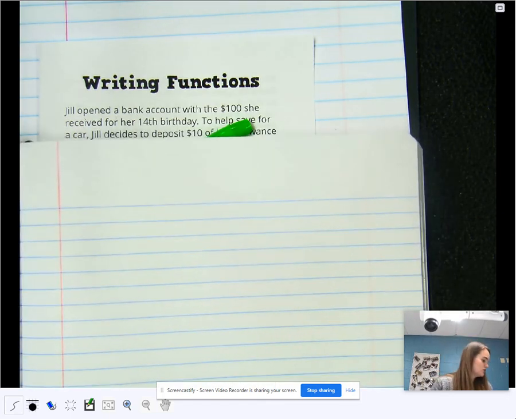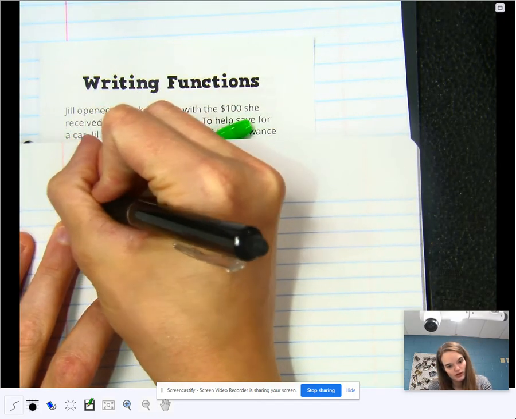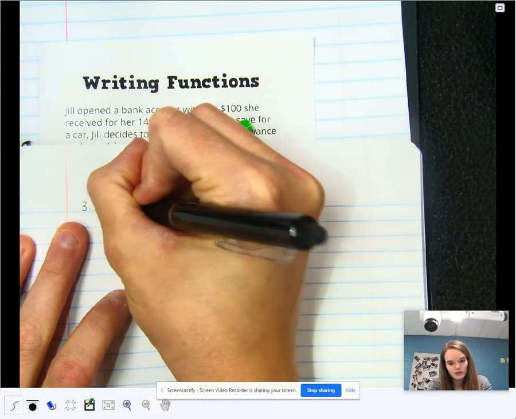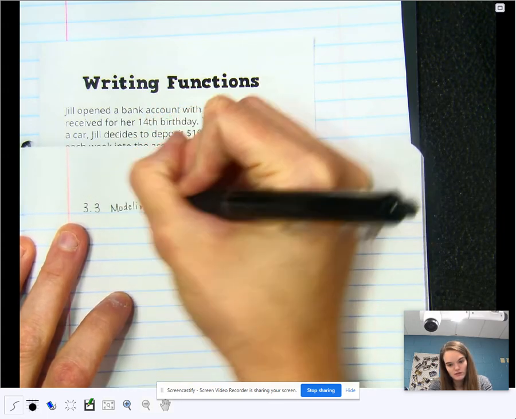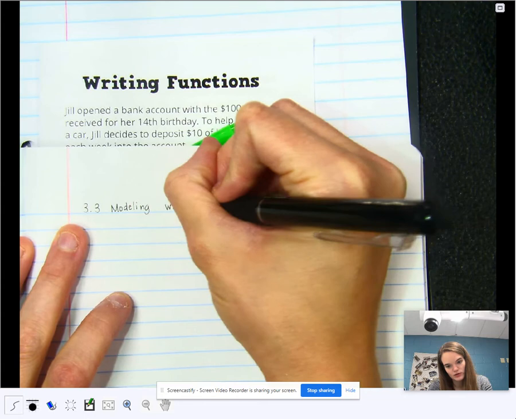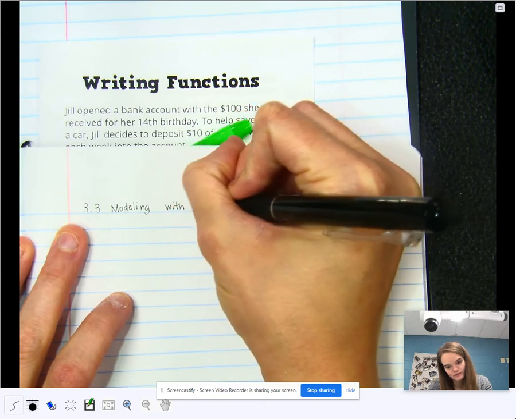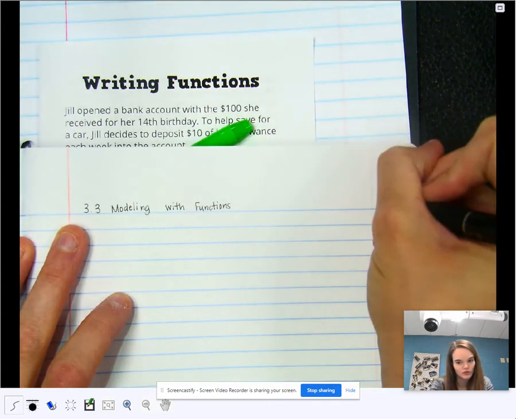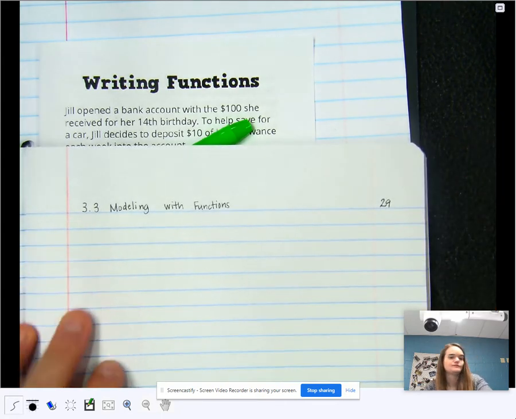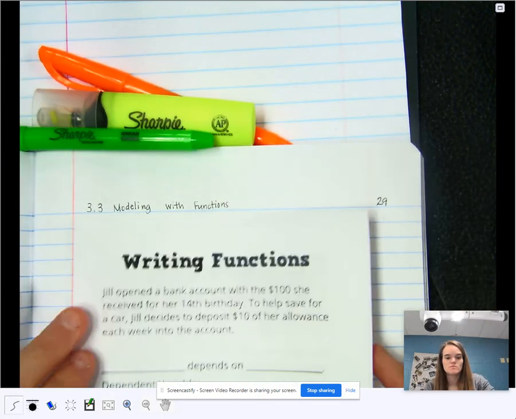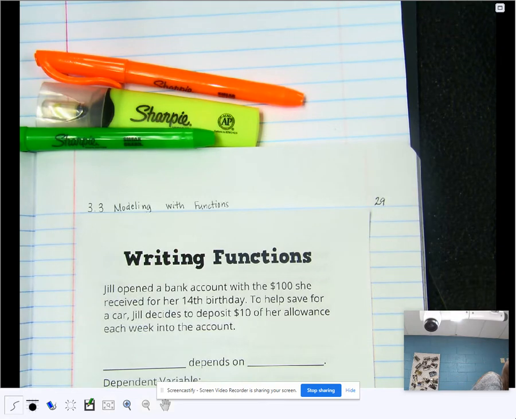Okay, so in your notebook, we are on page 29. So we're going to go ahead and label page 29, 3.3, modeling with functions. It's where we're going to glue in the writing functions, and I'm going to go ahead and glue it in so I don't have to do that later. Okay, like I said, I'm just going to go ahead and glue it in. Save me some time in a minute.